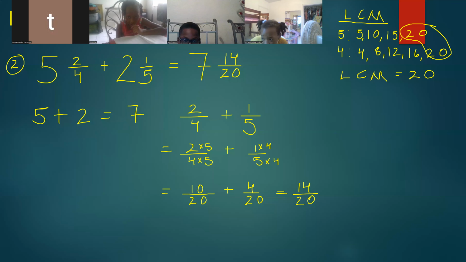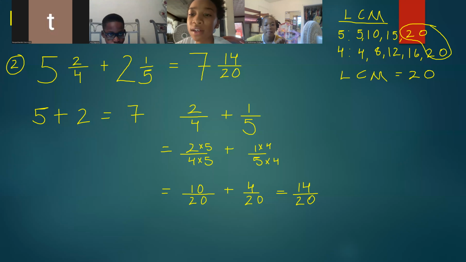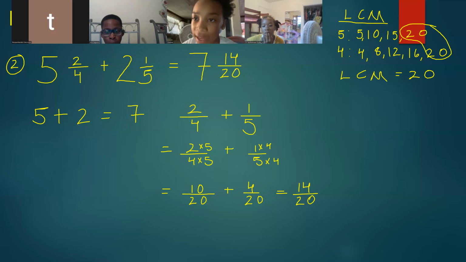All right, Deanna, explain how we got 7 and 14 over 20, please. So how we got 7 and 14 over 20 is first, we looked at the fractions and there were unlike denominators, but first we have to add the two whole numbers, which 5 plus 2 is 7. So we leave the 7 for now because we're not ready to use it. And then we go to the denominators and we look for the lowest common multiple of 4 and 5, which is 20.